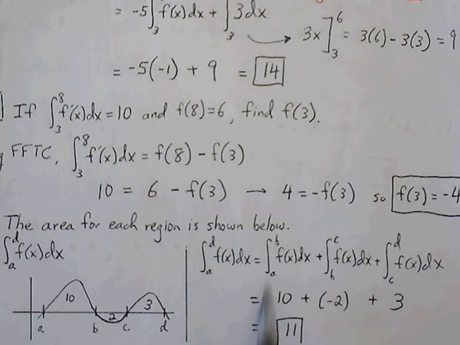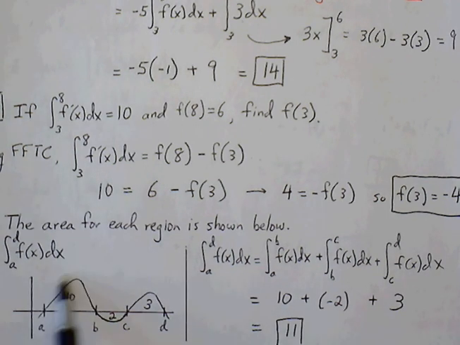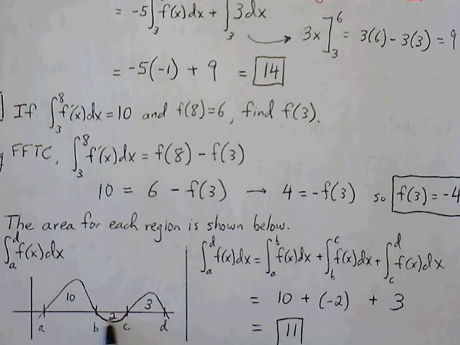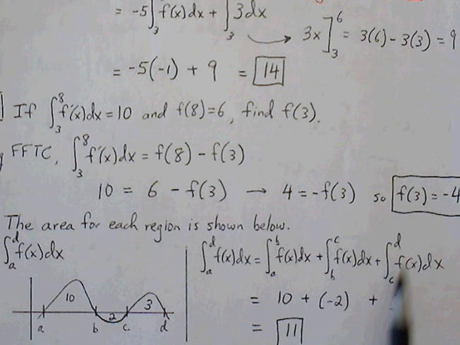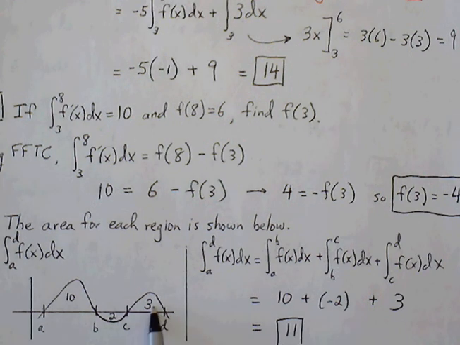We know that this will produce a positive 10. This region has an area of 2, but will produce a negative 2 because it's below the x-axis. And then finally, the definite integral of f of x from c to d is above the x-axis. This is 3, so we combine these regions. So 10 minus 2 plus 3 will simply give us 11.